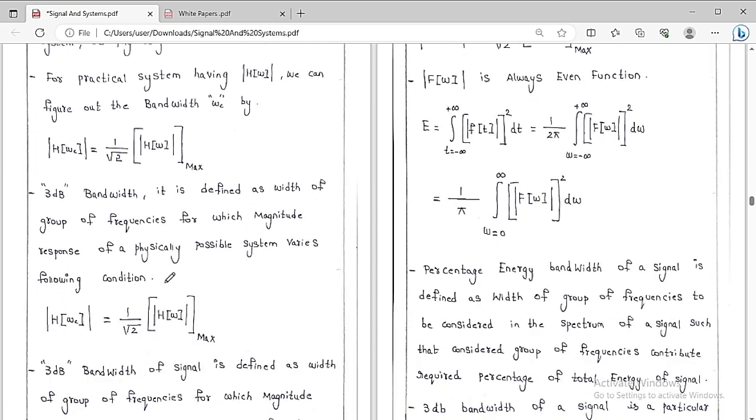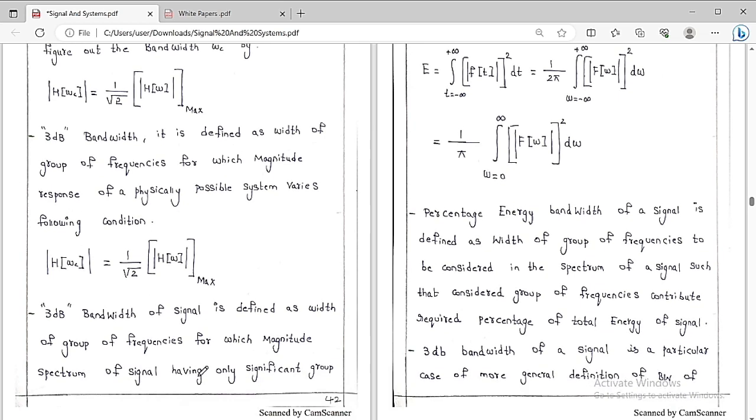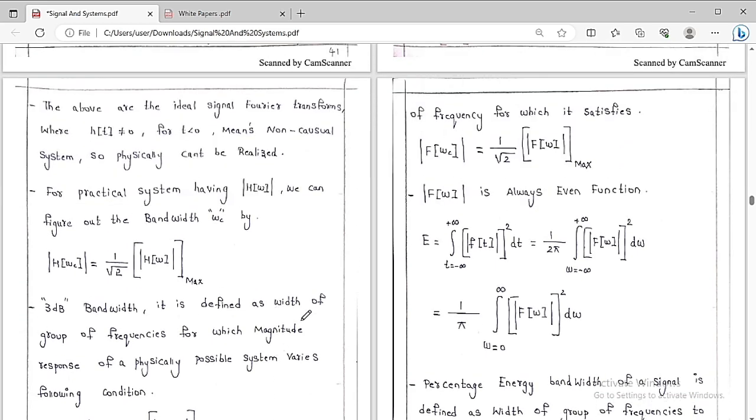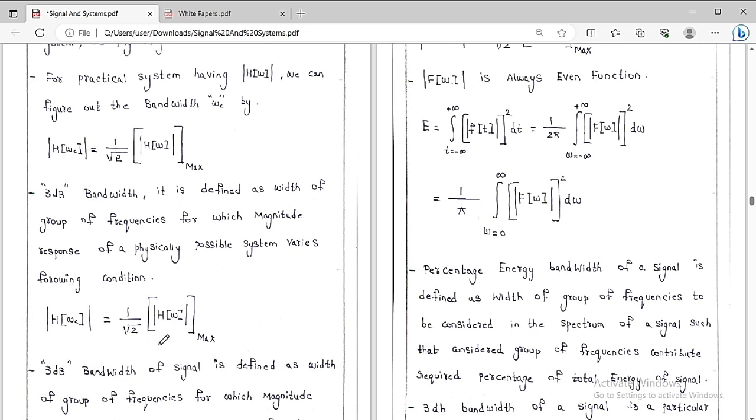So this is for the bandwidth of the system. Suppose you want to find the 3 dB bandwidth of a signal, then this is for the 3 dB bandwidth of a system. System means you have to consider H of omega. Signal is F of omega. So the 3 dB bandwidth of a signal is defined as the width of the group of frequencies for which the magnitude of F of omega c is equal to 1 by root 2 times the magnitude of F of omega max. So basically, this is for the 3 dB.